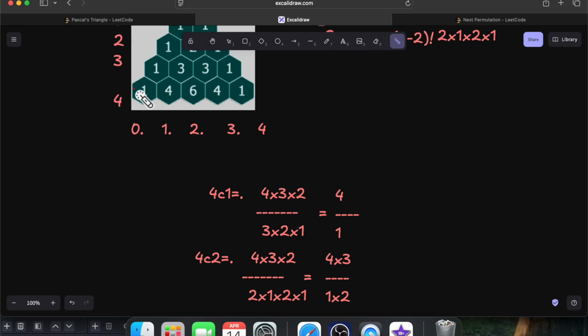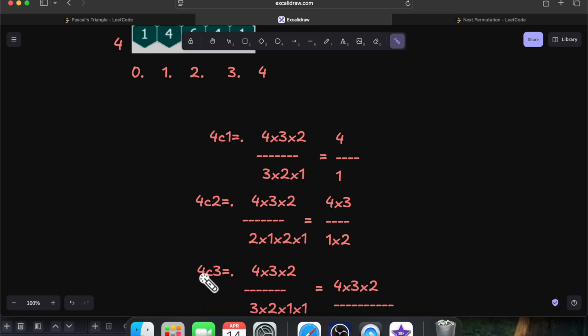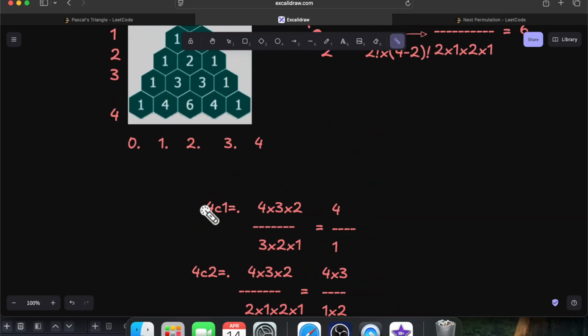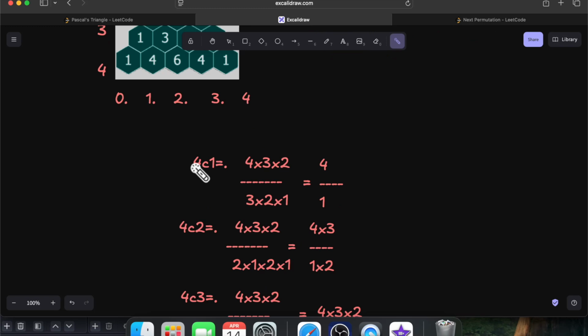First we take the fourth row, as we will print it. You can observe 4C1, 4C2, 4C3. At 4C0 the answer is already 1. So 4C1 will be 4 factorial by (4 minus 1) factorial, 3 factorial, and 1 factorial is nothing but 1. So 4 into 3 into 2 into 1 over 3 into 2 into 1. After doing all the cancellation, we get 4 by 1 and the answer is 4.